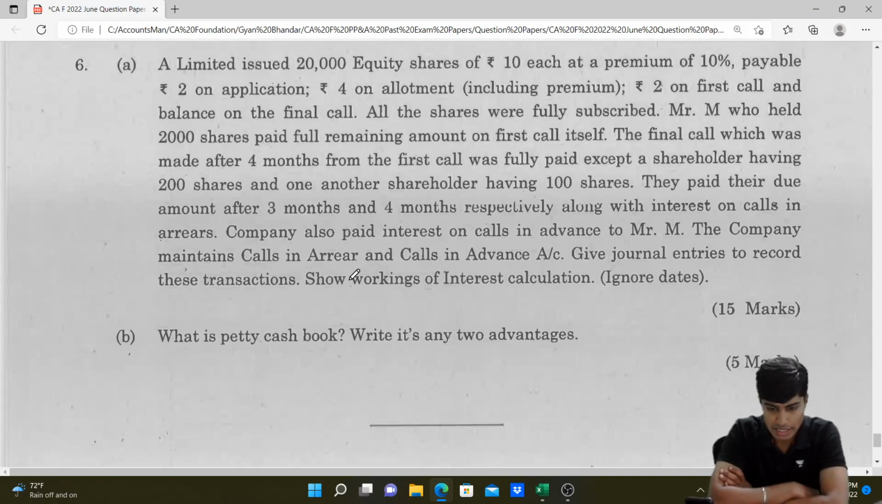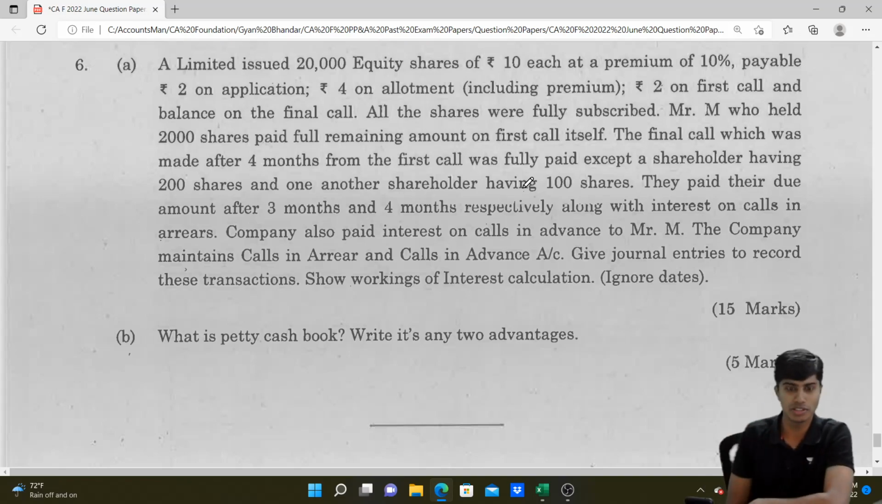Done. Then the question says that after 4 months of the first call, and fully paid except a shareholder, the final call is made after 4 months. So basically for the calls in advance of Mr. M, we need to provide interest for 4 months.